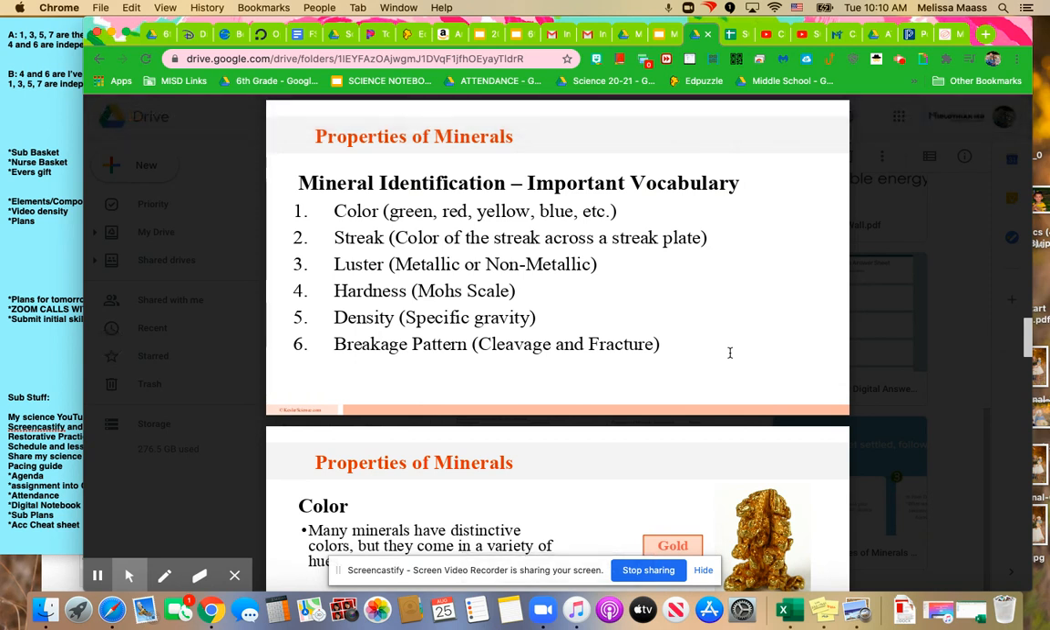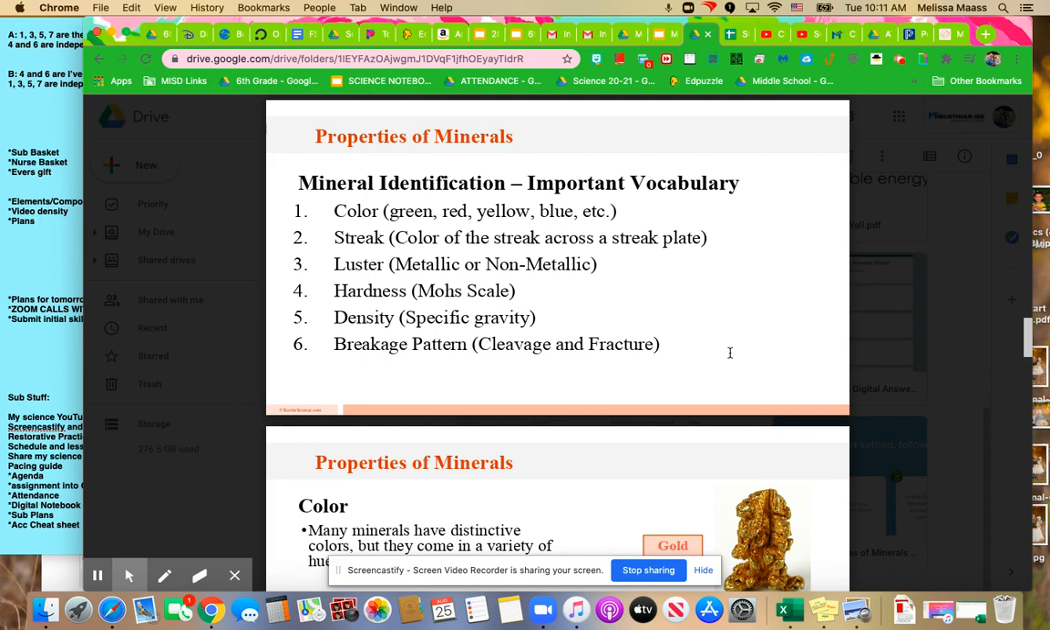Another way to identify minerals is its luster, like how light is reflected from it. So it's either super shiny, not shiny, metallic, not metallic. Could have an earthy look to it, chalky, pearly. Those are all words that you can use to describe a mineral's luster, okay?